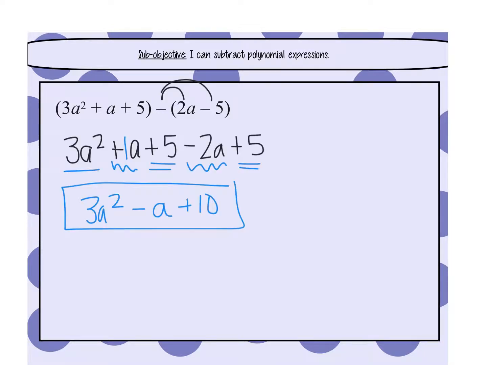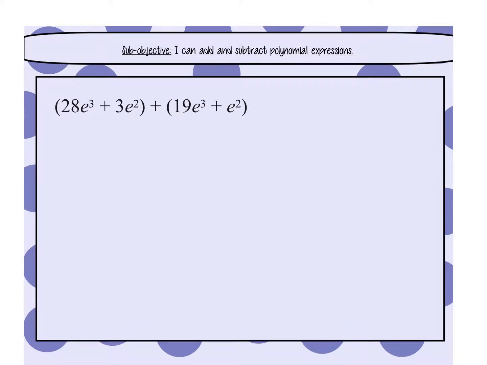All right, I got 3a squared minus a plus 10. And so I distributed that negative, so my signs changed. The 2a became negative, and the negative 5 became positive. And so I brought my 3a squared down because it's the largest degree. And then 1a minus 2a is negative 1a, and 5 plus 5 is 10. All right, I'd like you to try the remaining, or the next 4 problems and see how you do.